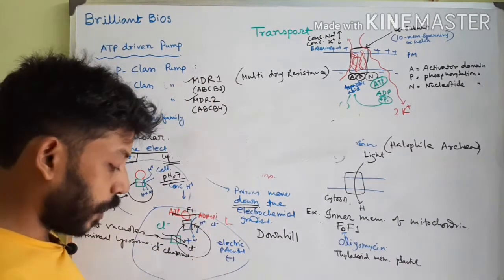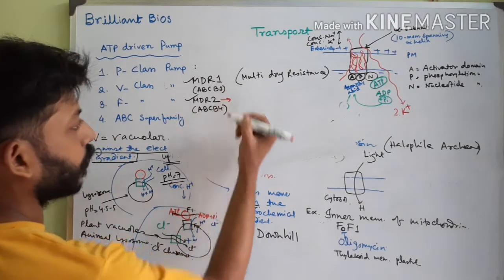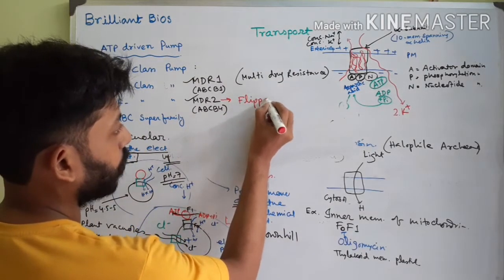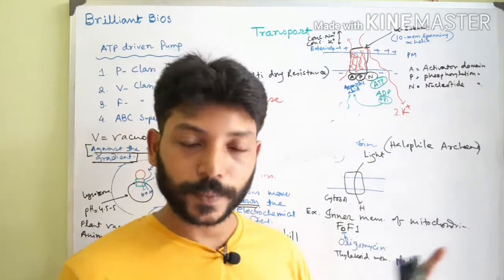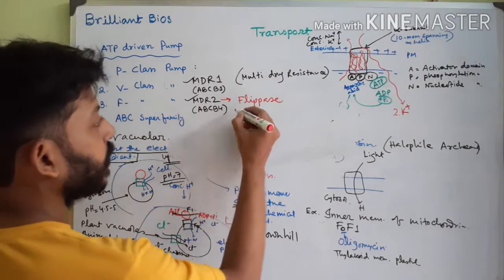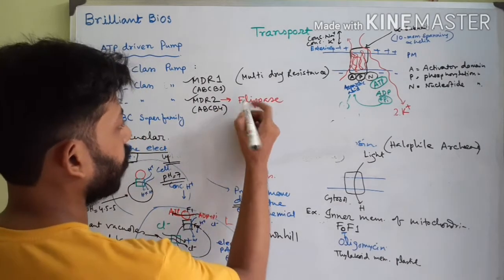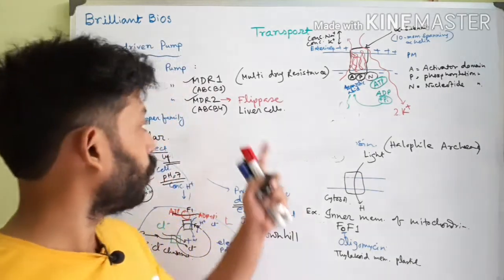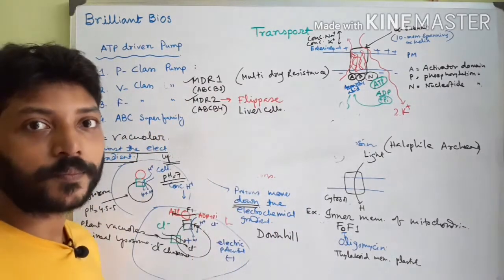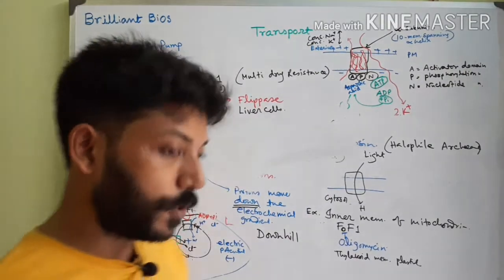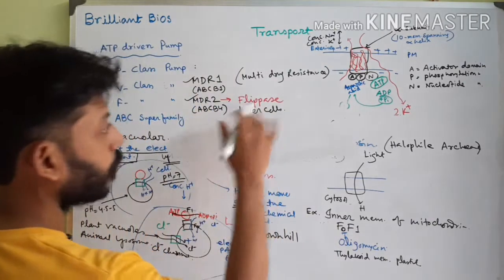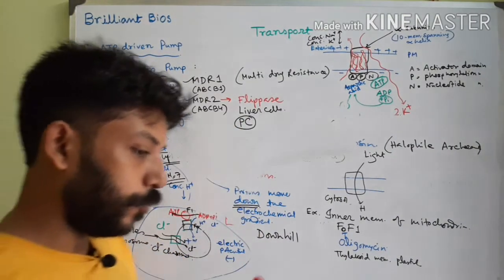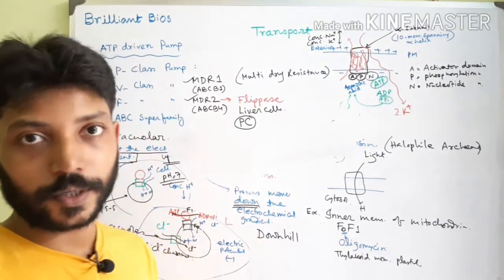This is very important, you have to understand, just remember this. MDR2 acts as a flippase. I have mentioned what is flippase in my plasma membrane class, and this MDR2 is present in the liver. This is very important, you have to remember this. In the liver cells this MDR2 pump is present. This acts as a flippase. We know that flippase performs a function called flip-flop movement of phospholipids. So in case of liver cells, the phospholipids phosphatidylcholine actually move from the cytosolic leaflet to the extracellular or exoplasmic leaflet.